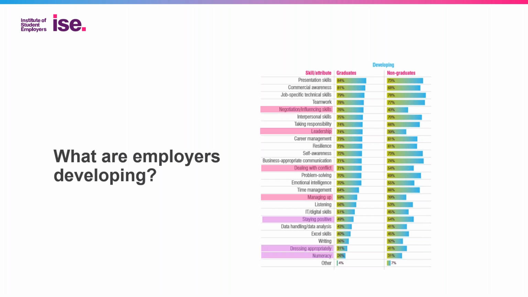But there are some areas where they're more likely to be developing the skills of non-graduates, so staying positive, dressing appropriately, numeracy, and so on. And so these are areas where, again, it's these remedial areas where they're concerned that non-graduates are not very good at it, whereas the graduates tend not to need the support here.